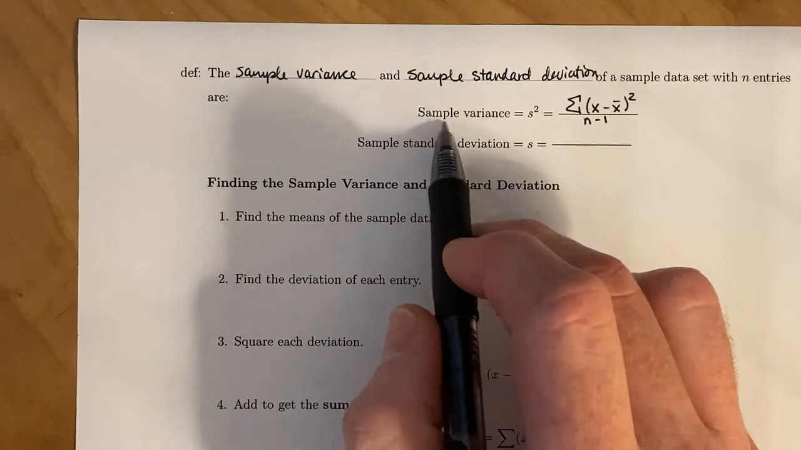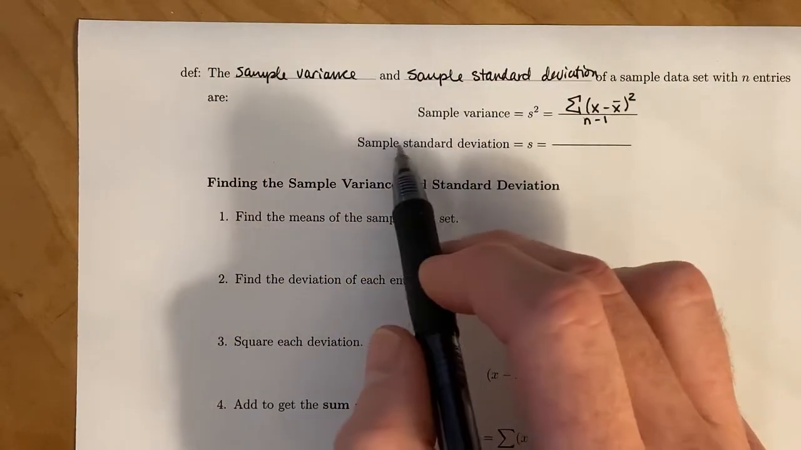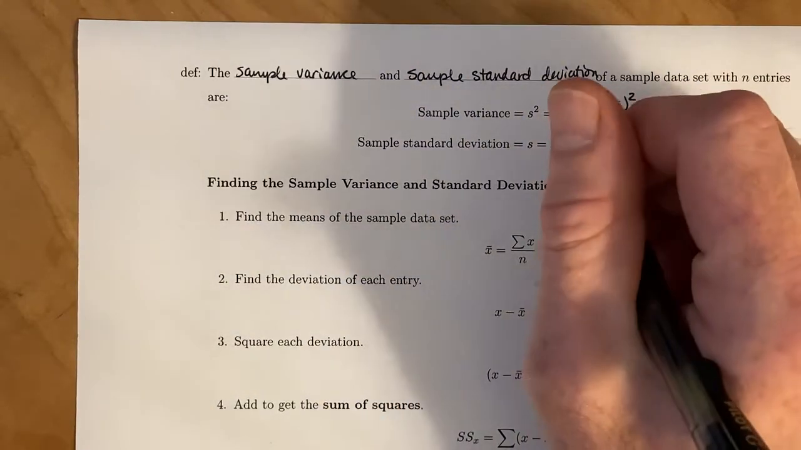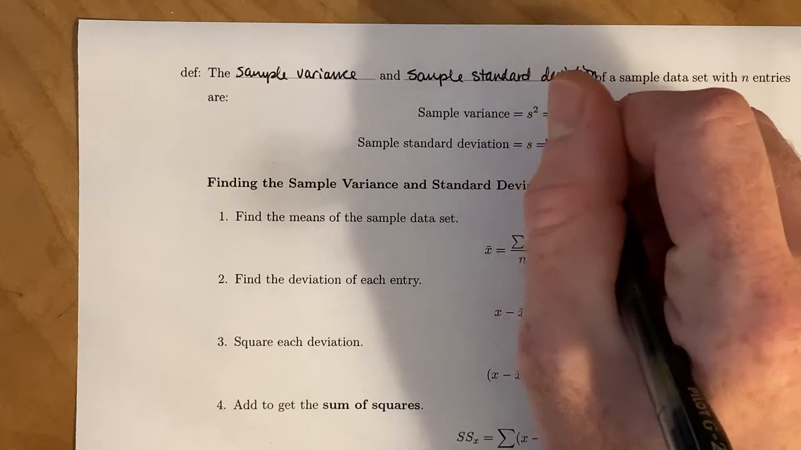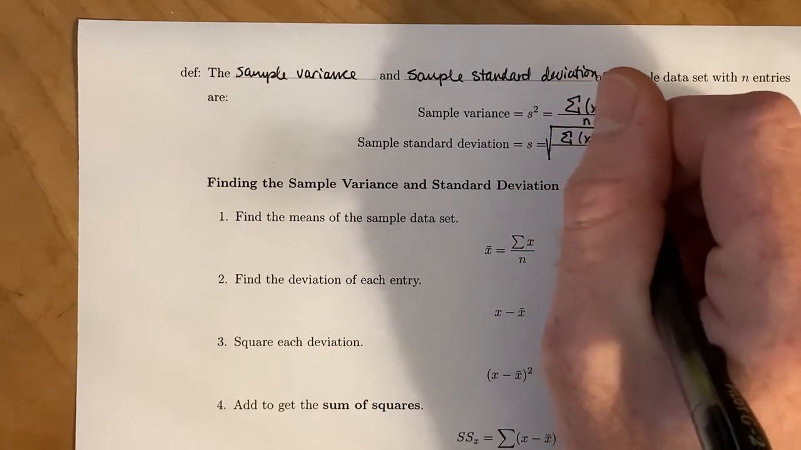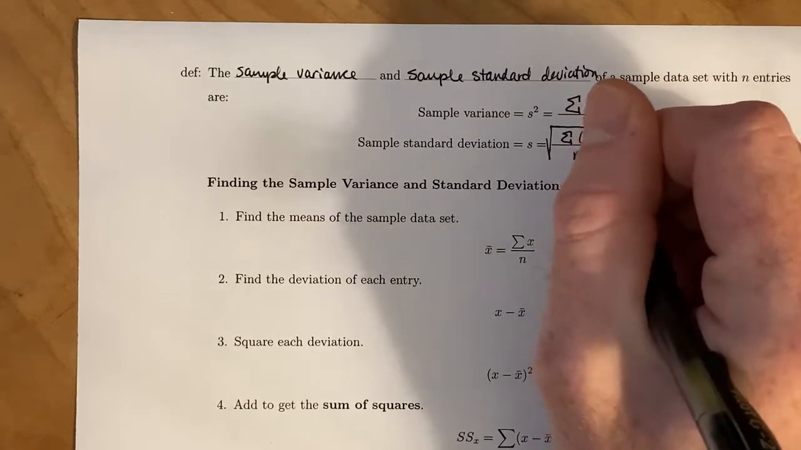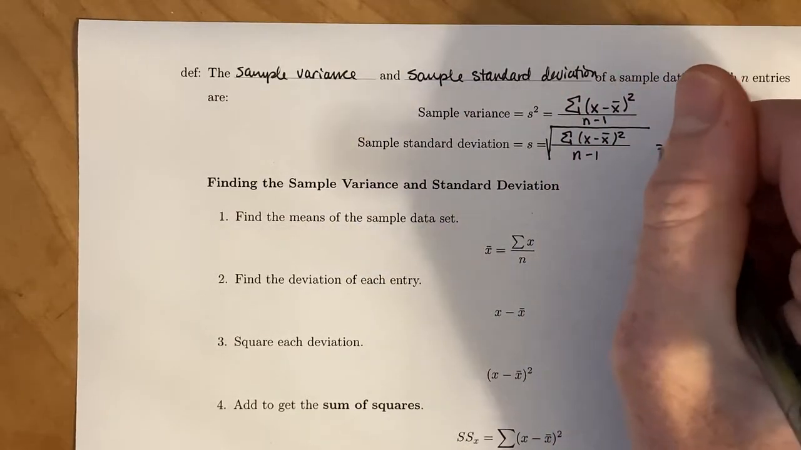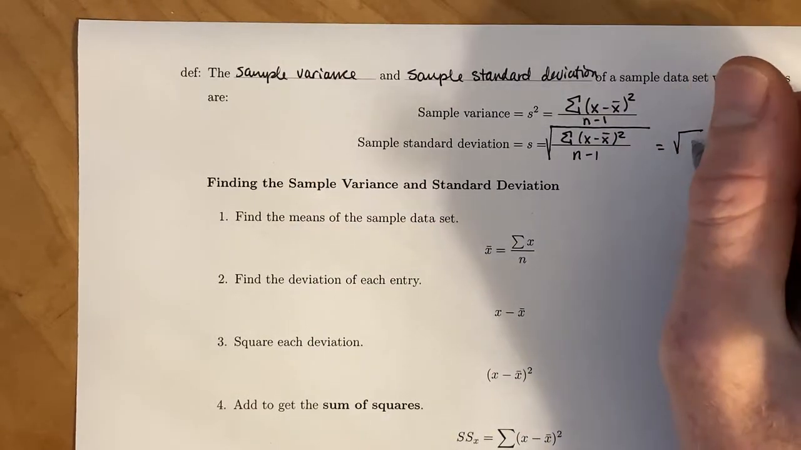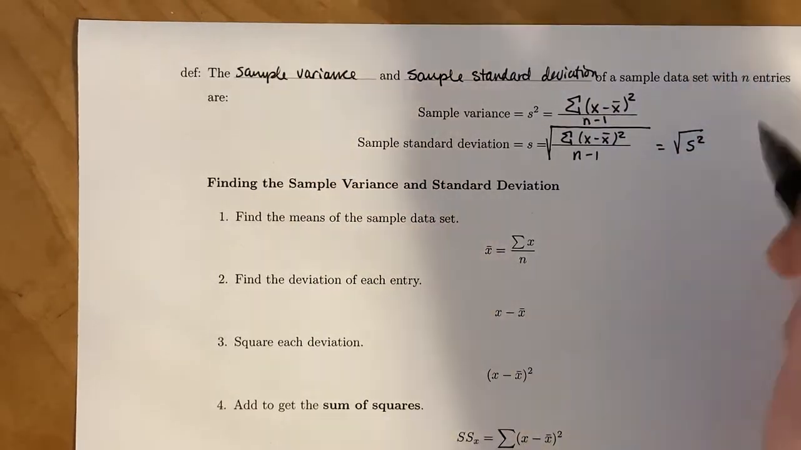And once we have our sample variance s squared, to get the sample standard deviation, we take the square root of that. So it's going to be the square root of the sum of squares divided by n minus 1. And in symbols, the sample standard deviation is the square root of the sample variance.